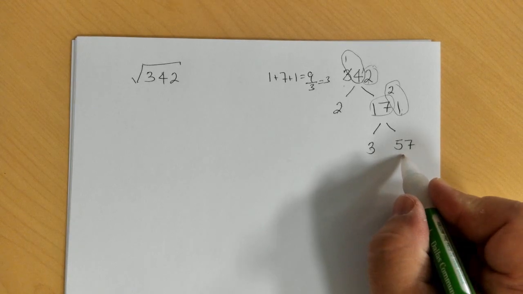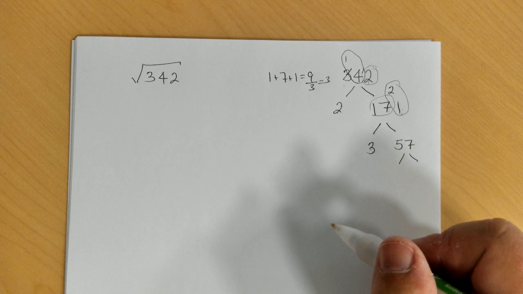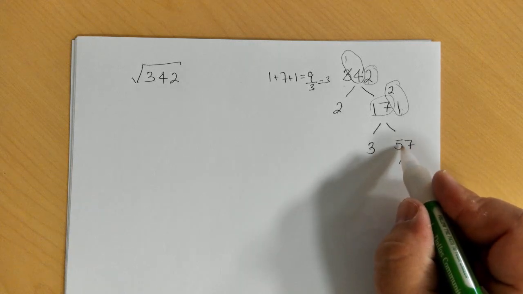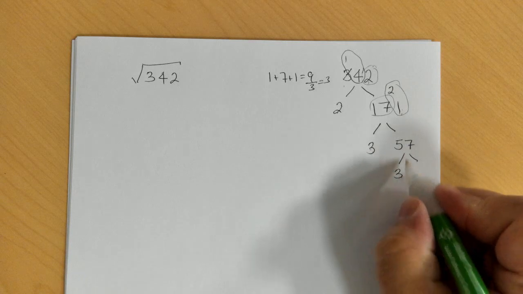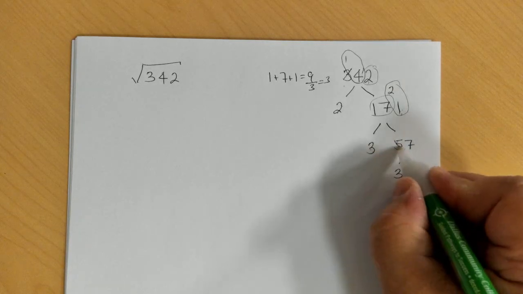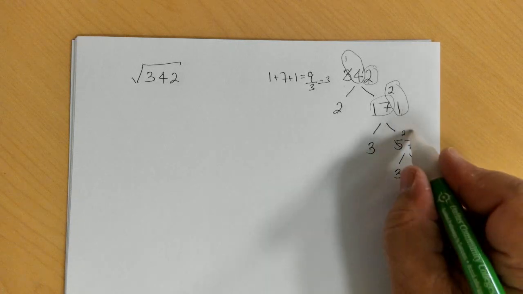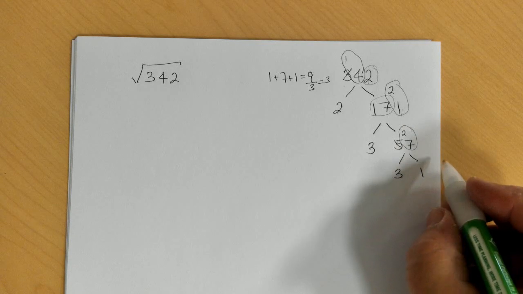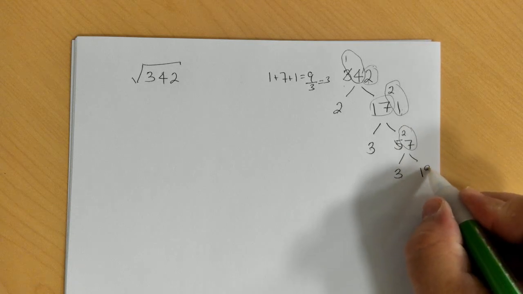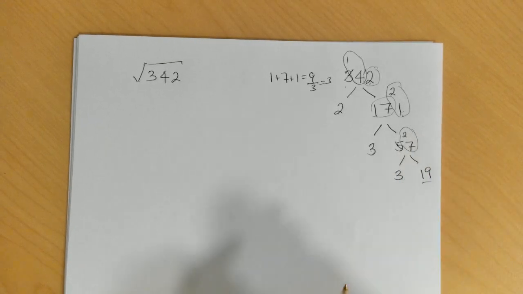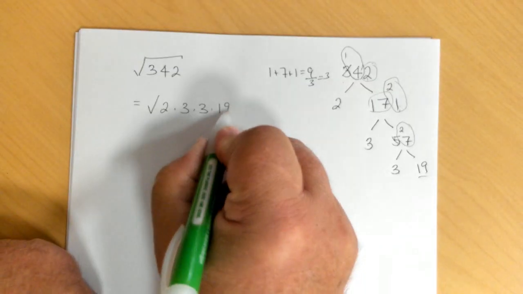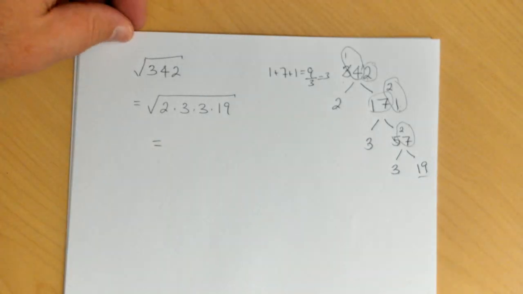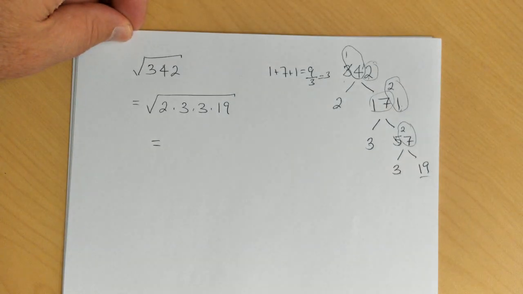How about 57? Can we break that any further? 7 plus 5 is what? 12. 12 is divisible by 3, so we know 3 goes in there again. 3 goes into 5 once with 2 left over. 3 goes into 27 how many times? That's as far as it goes on that one. 19 is a prime number. So this number is 2 times 3 times 3 times 19. Do we have a pair?